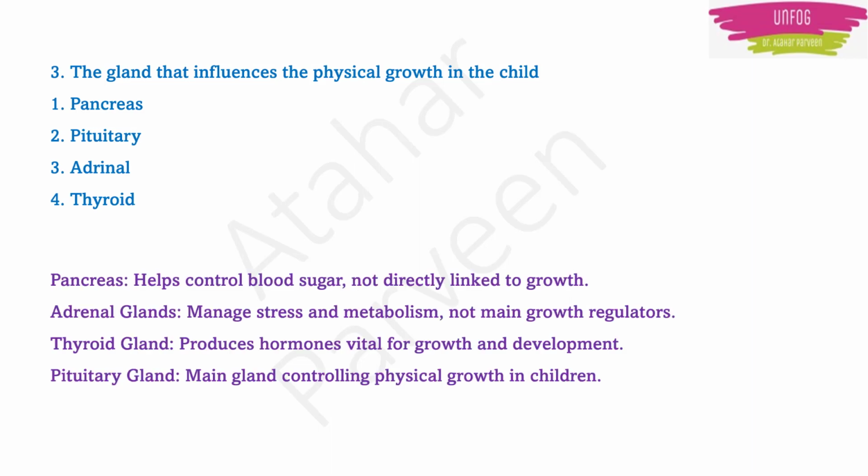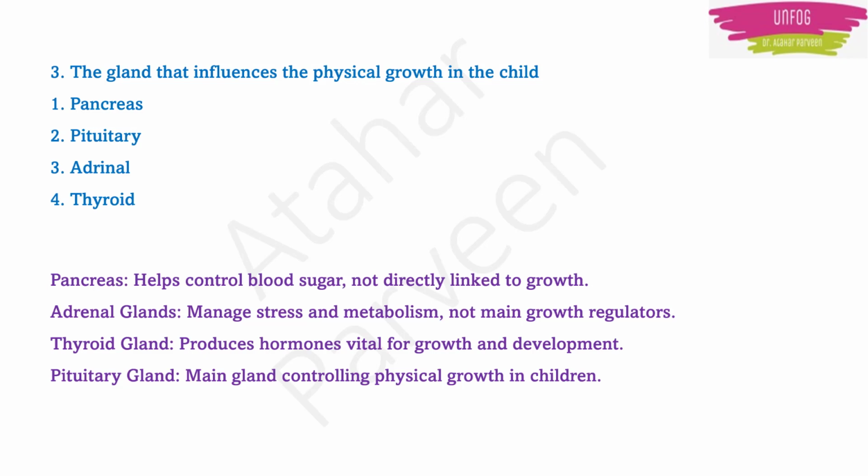See, pancreas is helping control blood sugar. So that is the reason why it is not directly linked to growth. Adrenal glands, they manage stress and metabolism. So they are also not the main growth regulators. Thyroid gland, it produces hormones which are important for growth and development. And pituitary gland is the main gland which controls the physical growth in the children.